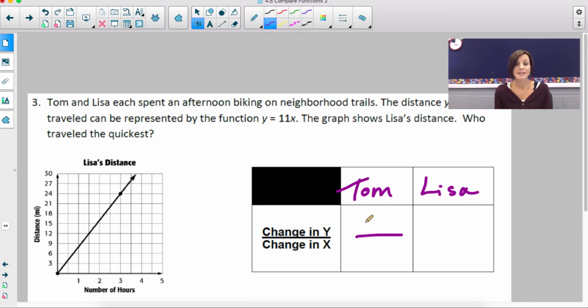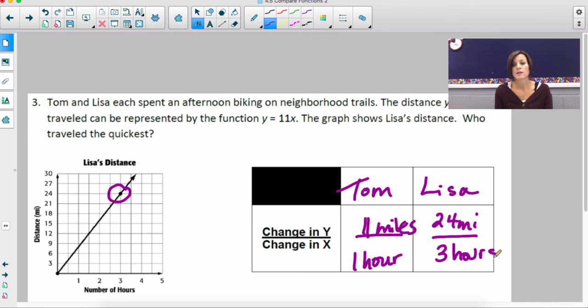There's really no need to make a function table. We know that Tom is 11 miles for 1 hour. And then we need to look at the graph to find Lisa, 24 miles over 3 hours is going to be a unit rate of 8 miles per 1 hour.